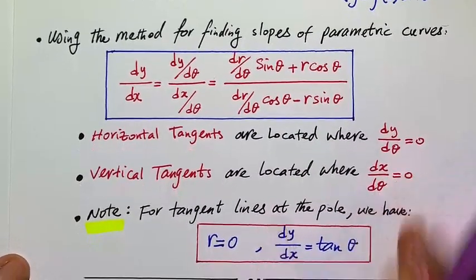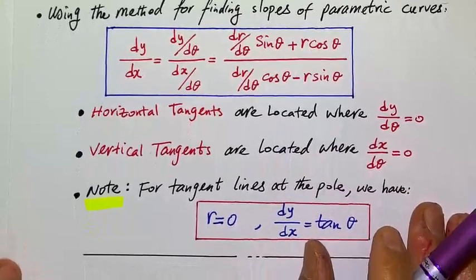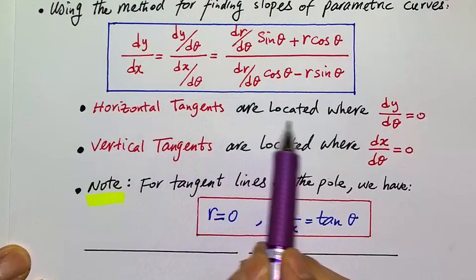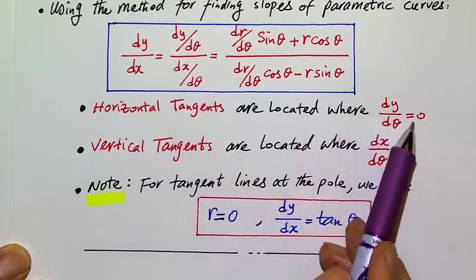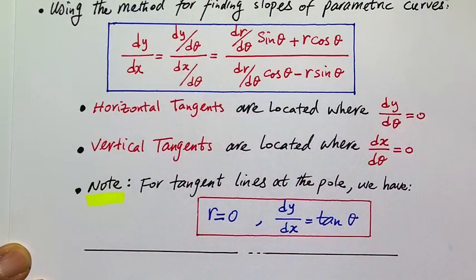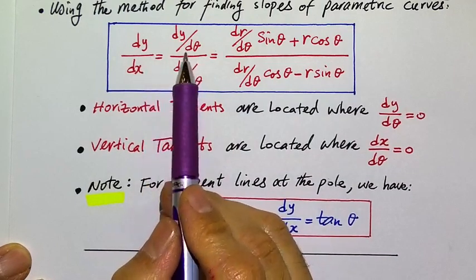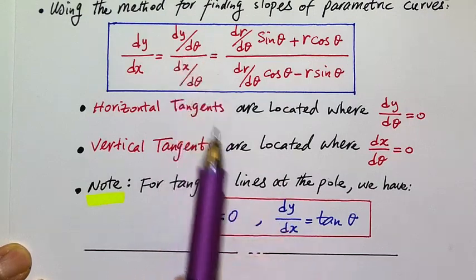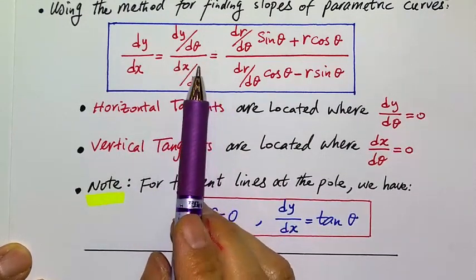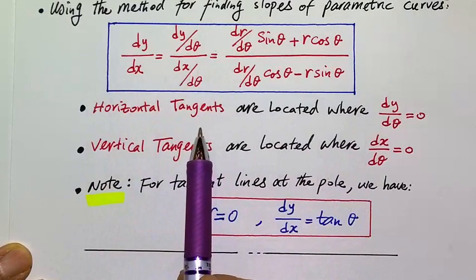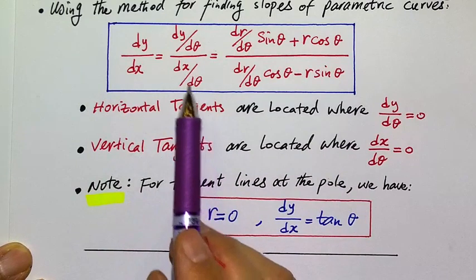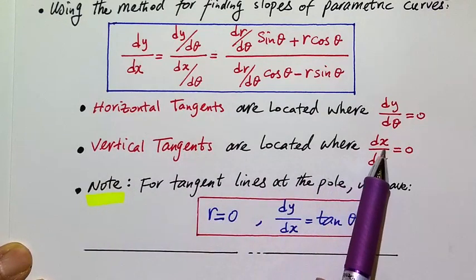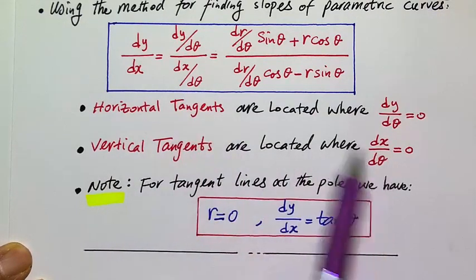Okay, so we're going to apply this formula. And we remember from the previous section again, horizontal tangents are located where dy d theta is equal to 0. And this goes back to basic algebra, as we learned with the linear slope formula, right? Delta y over delta x. If delta y is equal to 0, then we have a horizontal line. If we have undefined slope, we have a vertical line. So vertical tangents are located where dx d theta is equal to 0.